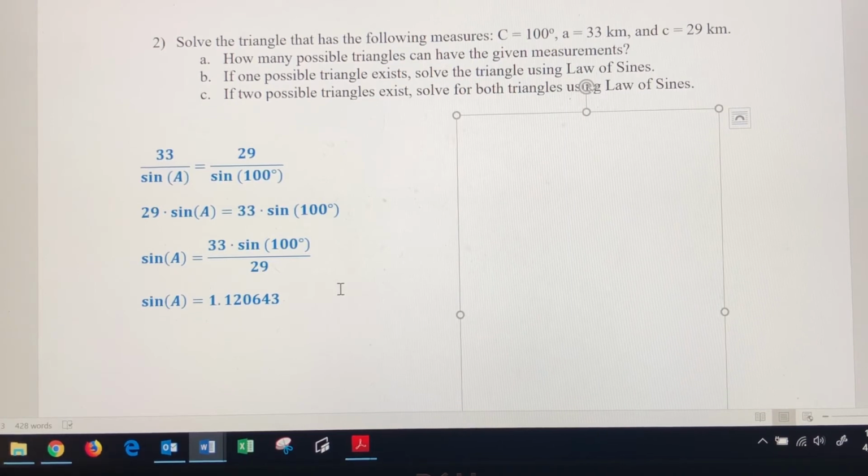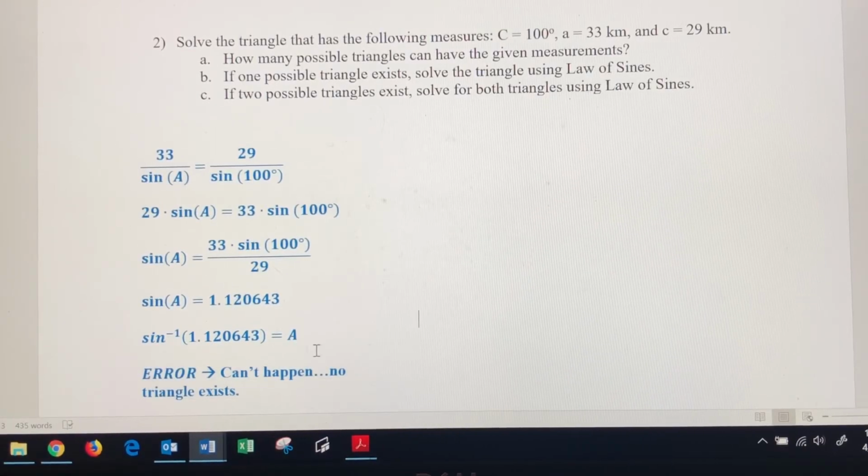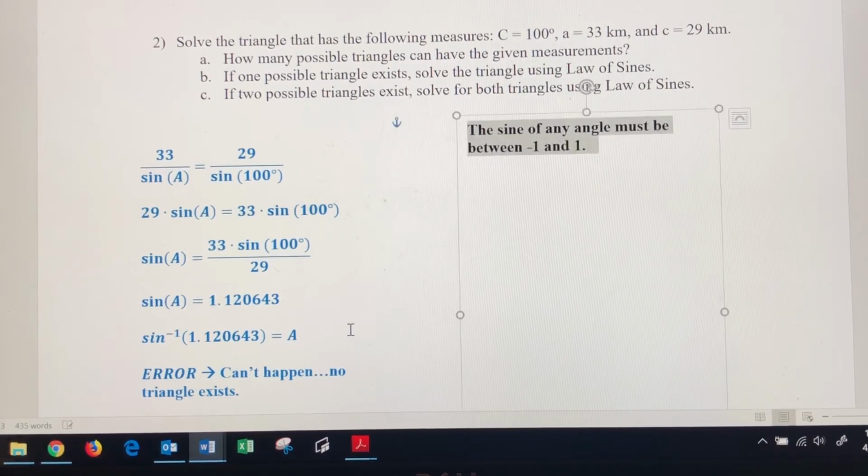When you do inverse sine of this value, you put that into a calculator, you're going to get an error. This can't happen. I'll talk about why in just a second. But when you put this value into your calculator, you're going to get an error. What that means is we're going to have no triangle here. So let's think about this a little deeper.